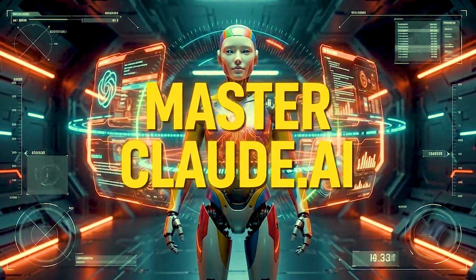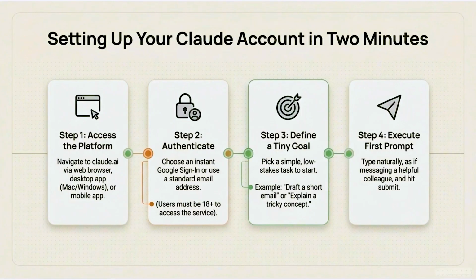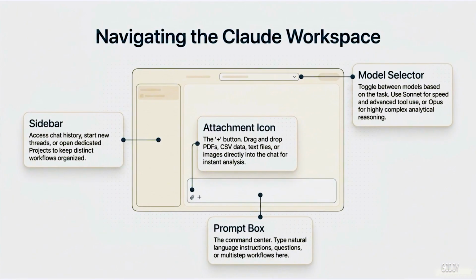Setting up your account takes just 2 minutes. Access the platform online, authenticate via email or Google, define a small, simple goal, and then execute your first prompt by typing naturally. Once inside the workspace, use the sidebar to manage threads and projects. Utilize the model selector, the attachment icon for file analysis, and the central prompt box for all your interactions.